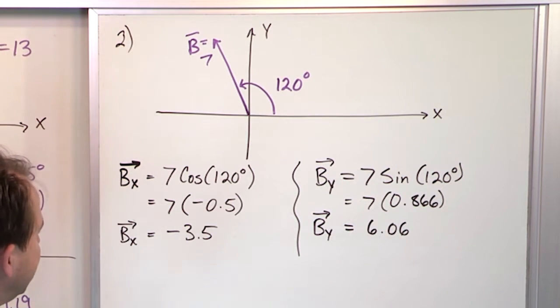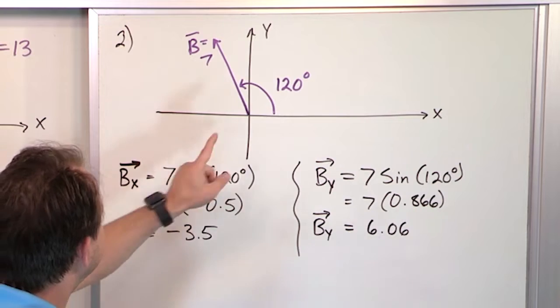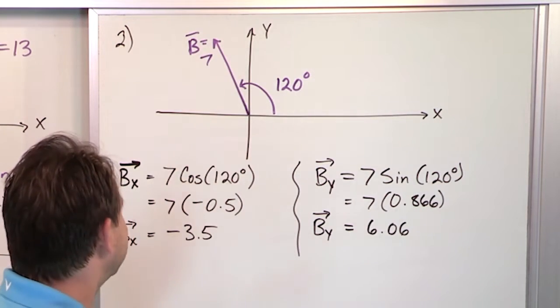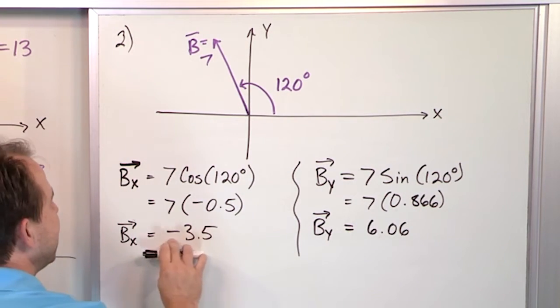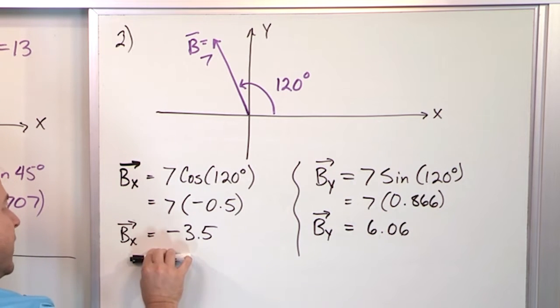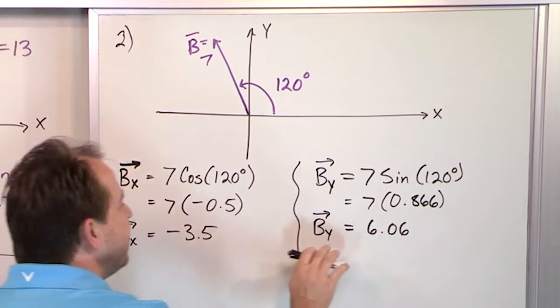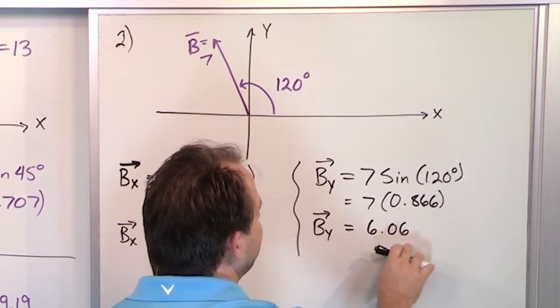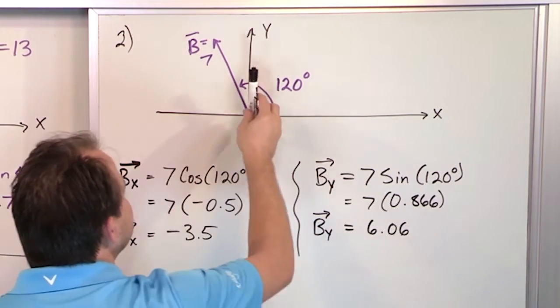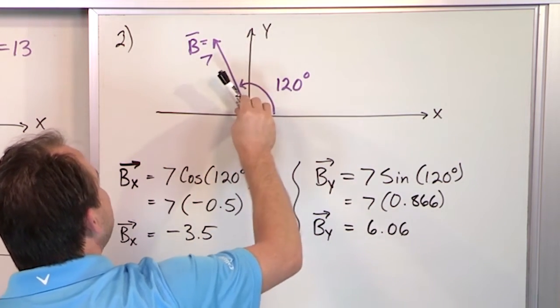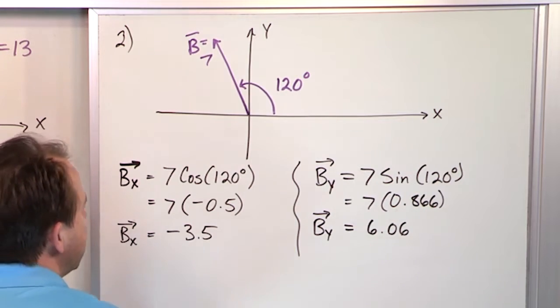So what this is telling you is that if this is motion, like 7 meters per second up to the left, you have 3.5 meters per second left along the negative x direction, but you have a larger velocity, 6.06, going in the y direction. And that makes sense. More of it is going up as compared to how much of it is going this direction.